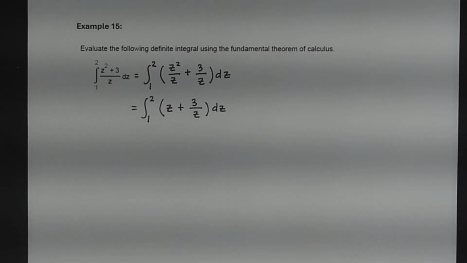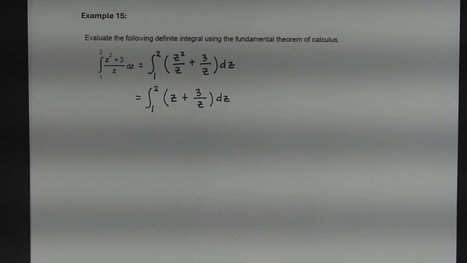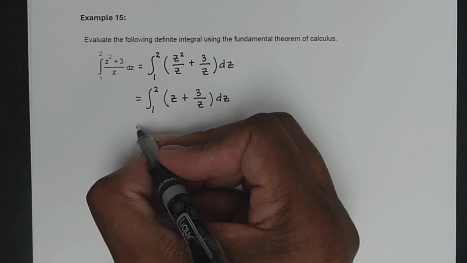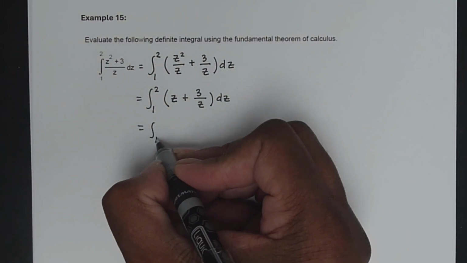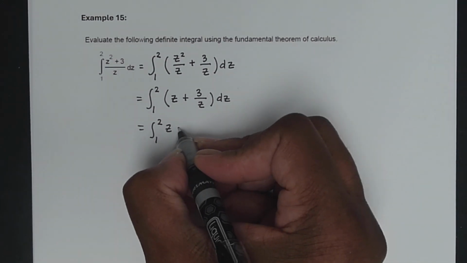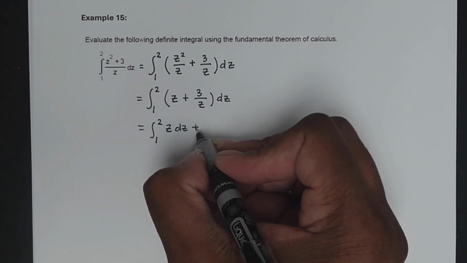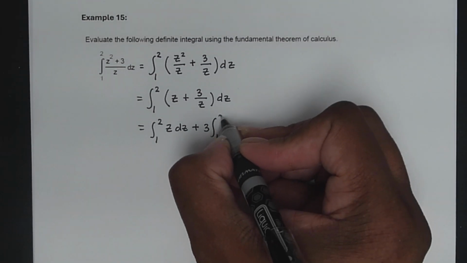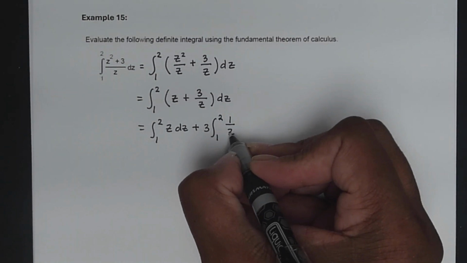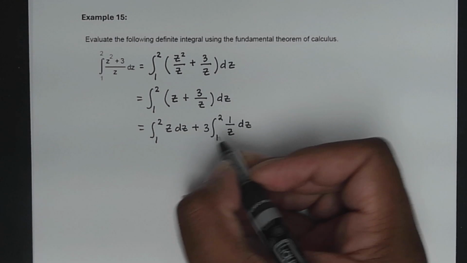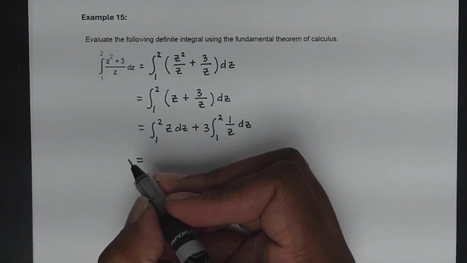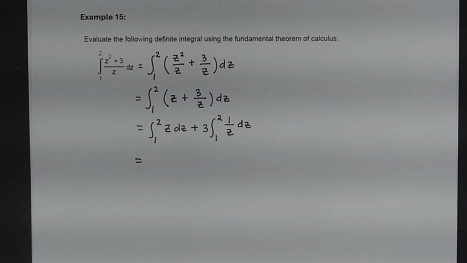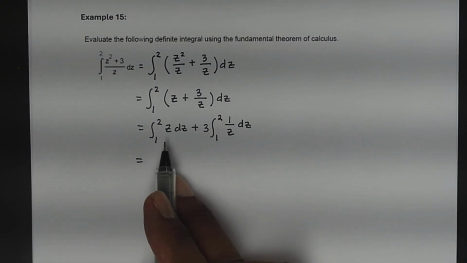Now we're going to break this apart and use the sum rule and the constant multiple rule together. So here I got the integral from 1 to 2 of z dz plus, and if I pull that 3 out in front, 3 times the integral from 1 to 2 of 1 over z dz. Now let's do some integration here for each one of these.